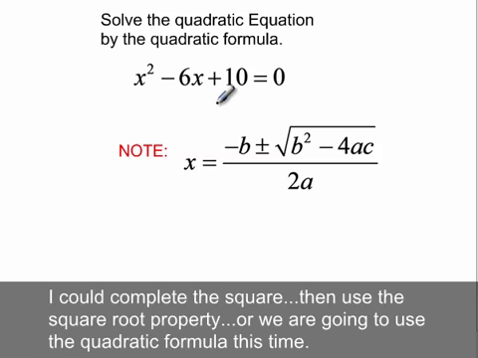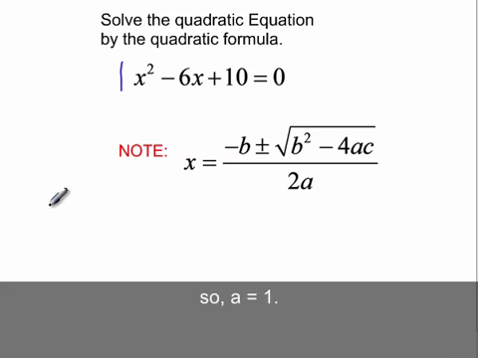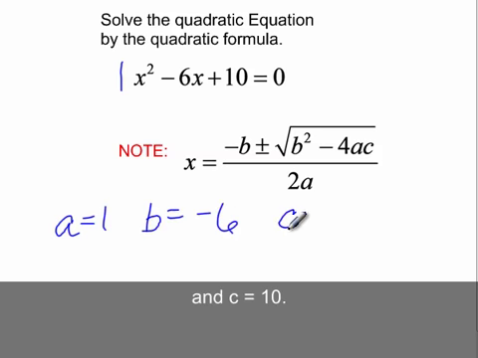I could complete the square and then use the square root property, or we are going to use the quadratic formula this time. We need to first figure out what A, B, and C are. You have to make sure you get everything on one side. So A is equal to 1, B is equal to -6, and C is equal to 10.